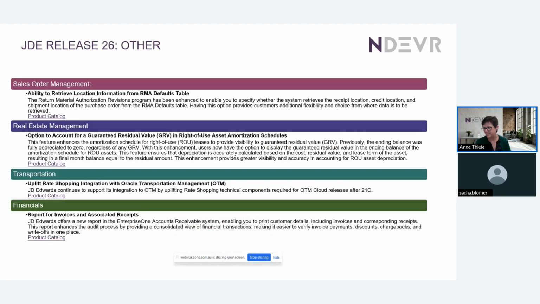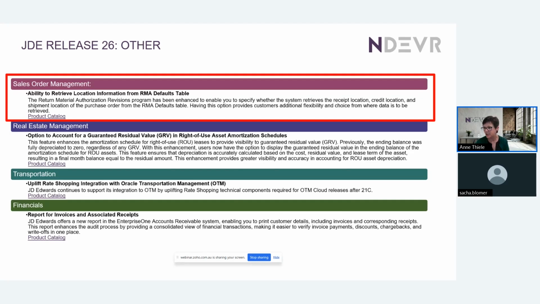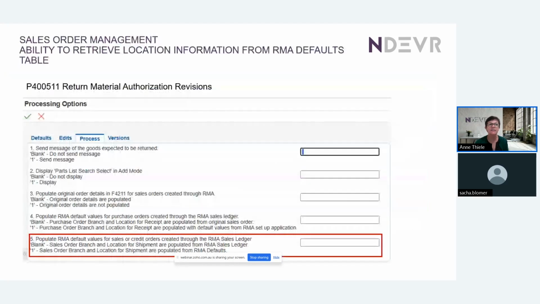Some other enhancements within release 26 in the applications. The first one is sales order management. Within sales order management, if you're using RMA, the return material authorization process, then you now have the ability to decide where you retrieve the locations from. And surprise, surprise, it's enabled via a processing option on the return material authorizations revisions application.